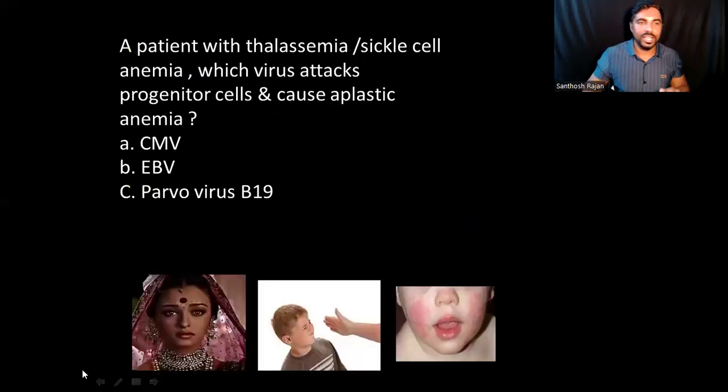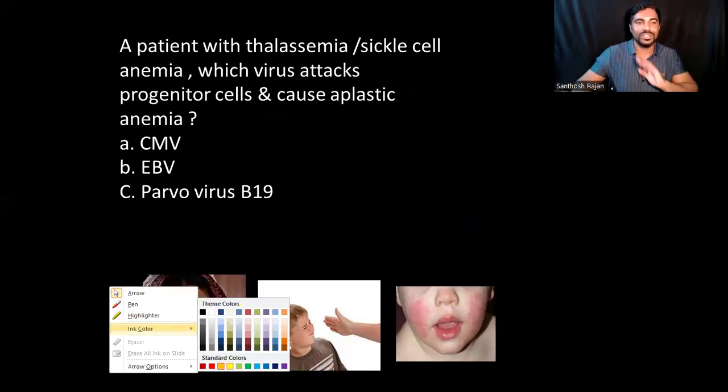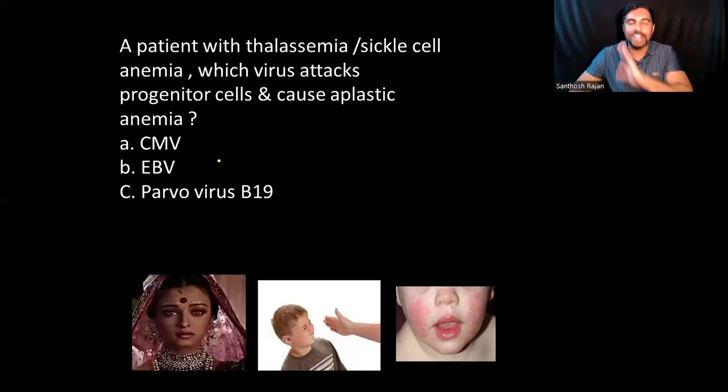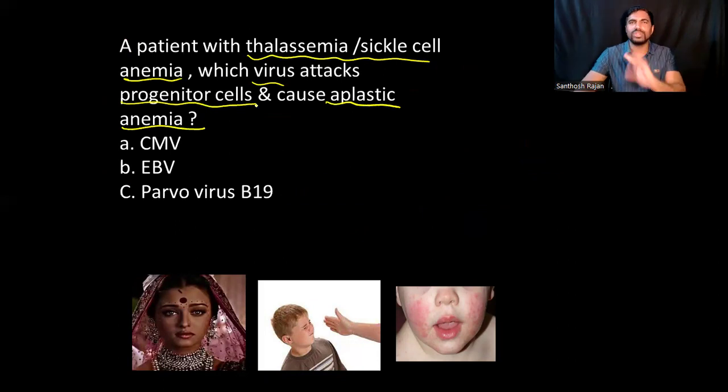Okay, right. Excellent. This question, don't look at the picture. The picture was not given for this question. The question was very direct, and I'm sure you guys got it right. So this was a patient with thalassemia or sickle cell anemia. I'm not sure, but doesn't matter. Some blood disorder was there. Which virus attacks the progenitor cell and causes aplastic anemia? See, they've asked it beautifully and easily, directly asked. No confusions in these questions.